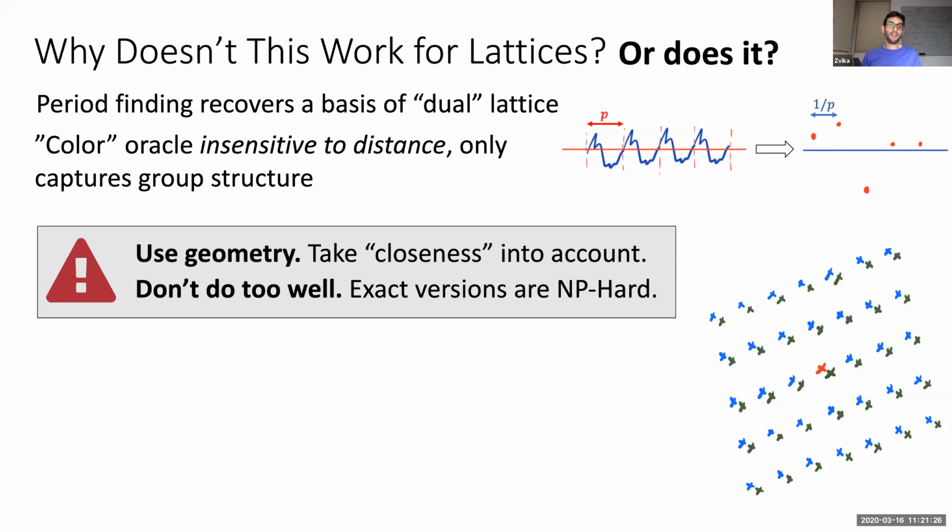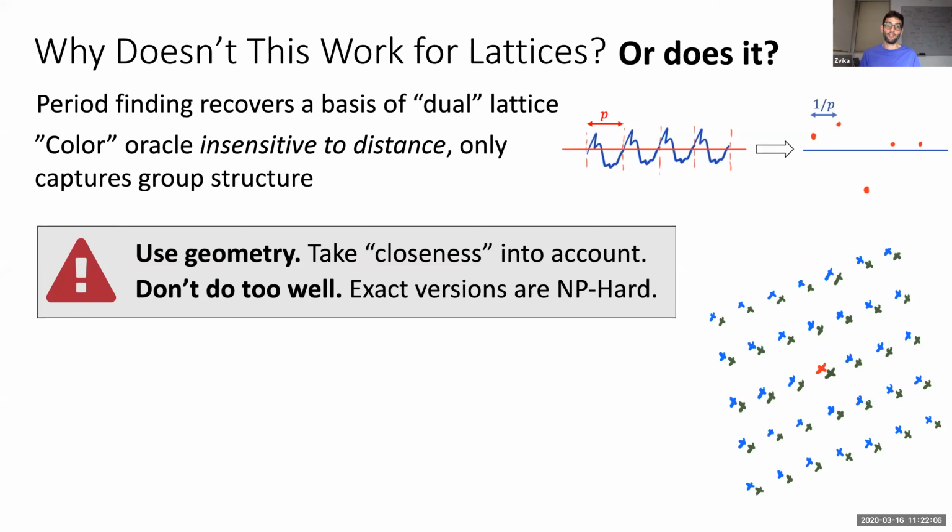The other precaution that we need to take is not to do too well. The reason is that the exact versions of these lattice problems that I mentioned are NP hard, and we also have a worst case to average case reduction here. So if you come up with a quantum algorithm, then it has to somehow discriminate between the parameter regimes of the problem that are NP hard, which we don't usually hope to solve in BQP, in quantum polynomial time, and the instances on which we wish to get an advantage.